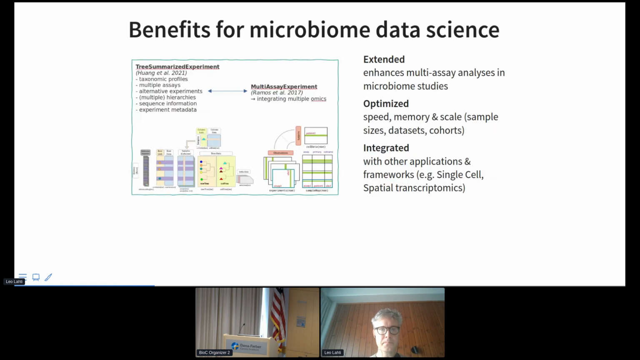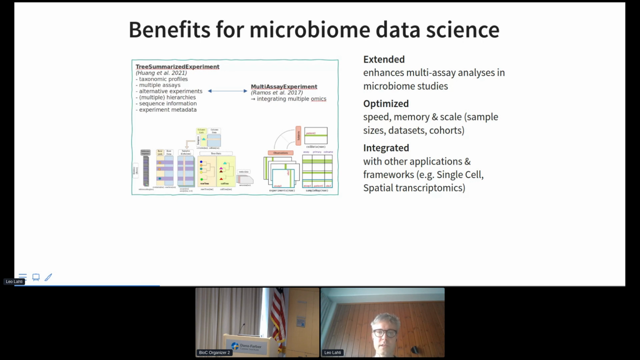All right. This can have various benefits for microbiome data science compared to the more traditional ways of doing this in Bioconductor. So it considerably extends our capacity to integrate data from multiple sources and multiple omics into microbiome studies. These containers and methods around them are also optimized in terms of speed and memory, allowing us to scale up the studies to larger sample sizes and cohorts more efficiently.